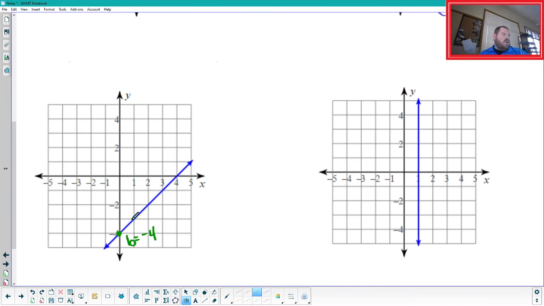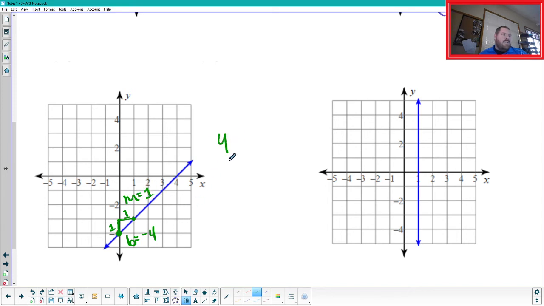Now I need another point. Hey, look, I found one. I didn't have to look too hard. It was just the next point. And this one, again, has a slope of up 1 and over 1. So we'd say that the slope is 1. So my slope is 1.